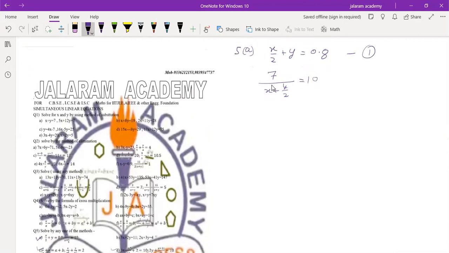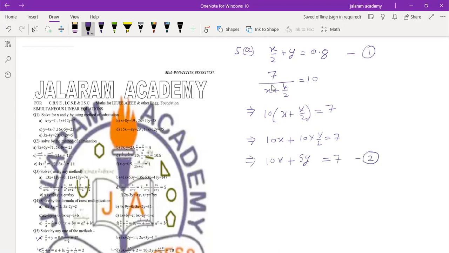So this is equation number 1. But we can modify equation number 2. So first cross multiply: 10 into x plus y by 2 equals to 7. Is that clear to you? Yes, sir. Open the bracket. 10 into x, 10x plus 10 into y by 2 is 5y. So it implies 10x plus 5y equals to 7, which is the second equation.